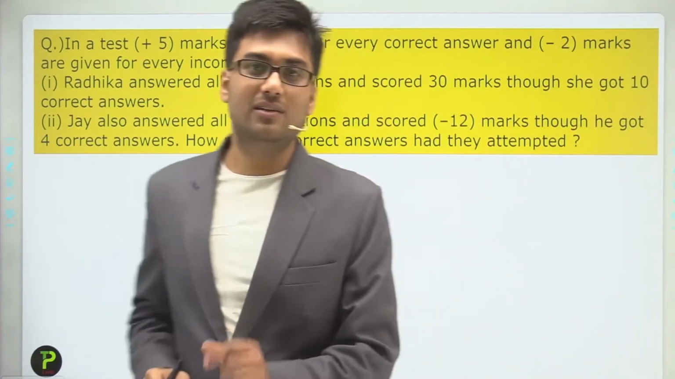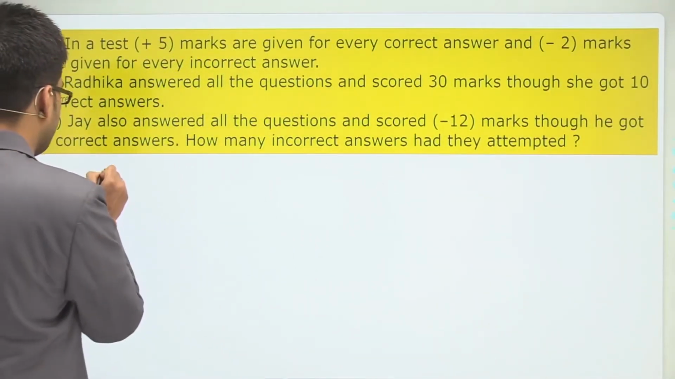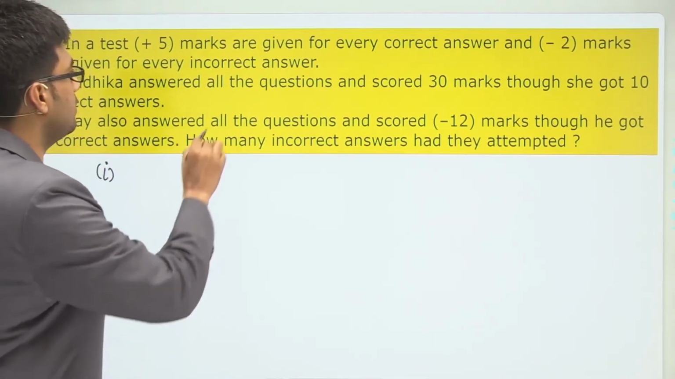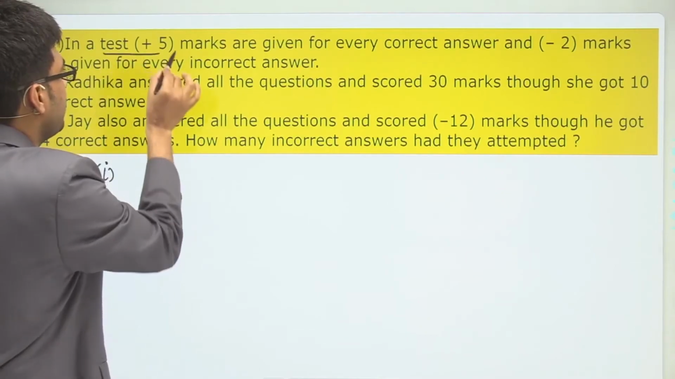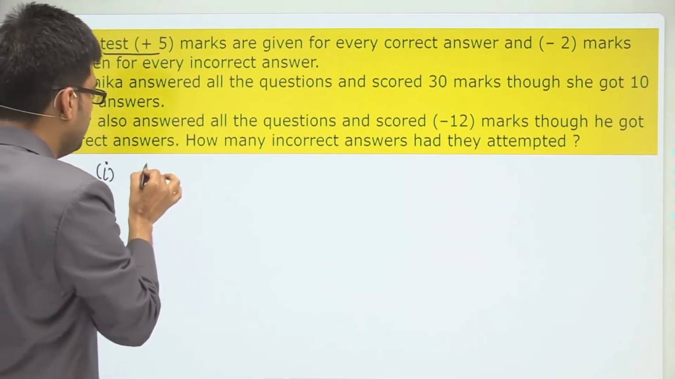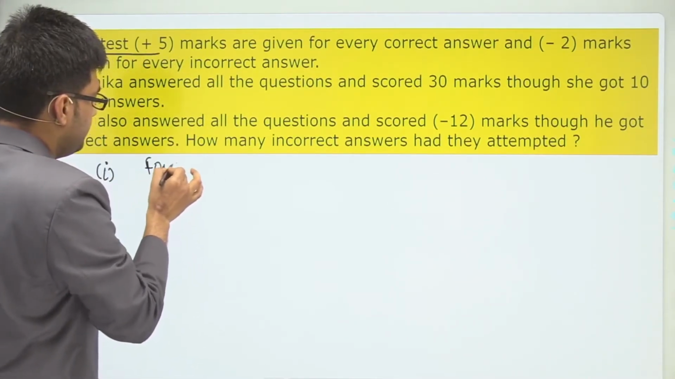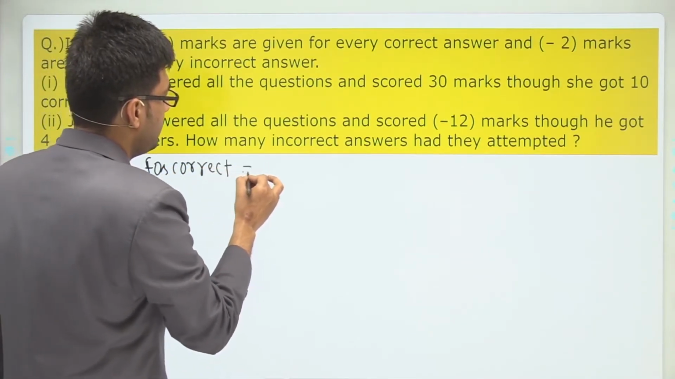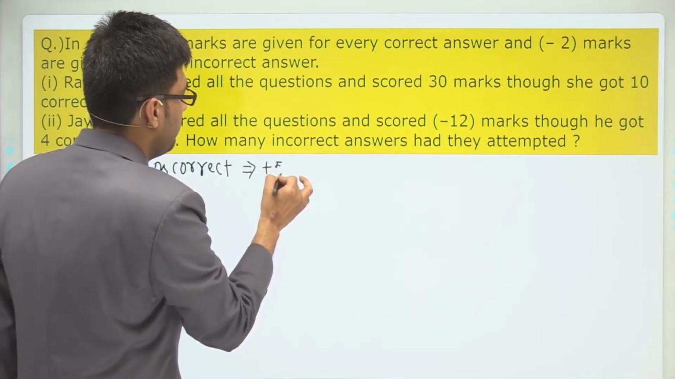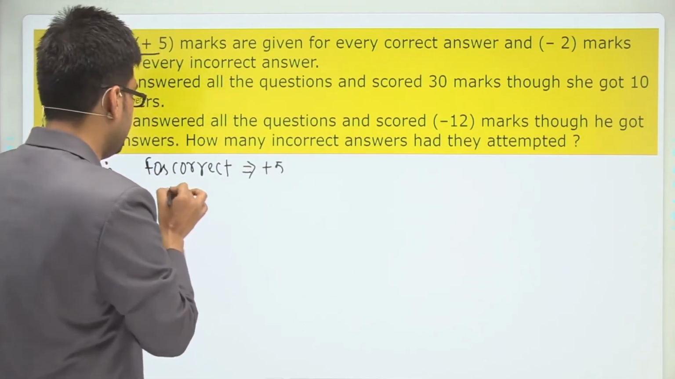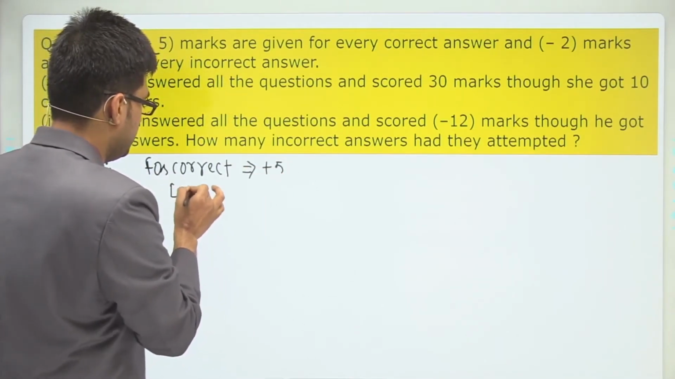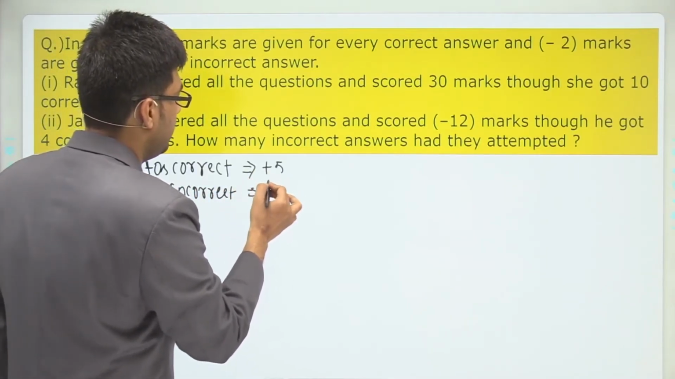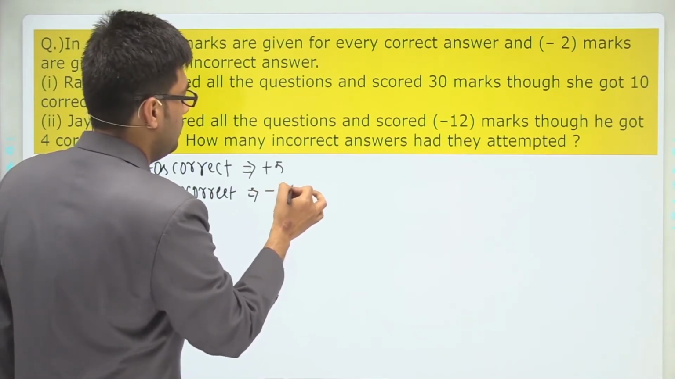So students, let's solve the first part of this question. In the first part, Radhika answered. First of all, let's take the positive marks for the correct answers. For correct answers, a student gets positive 5 marks, and for incorrect answers, they get minus 2 marks.